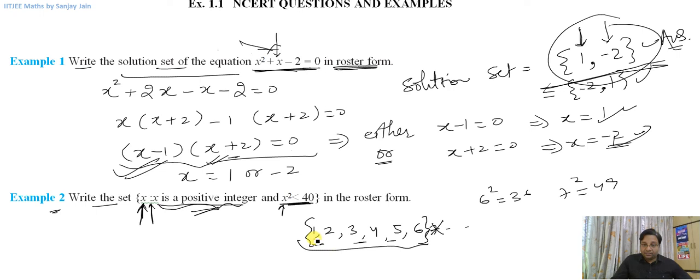So your answer is these braces, and then you'll write 1, 2, 3, 4, 5, 6, because these are the positive integers whose square is less than 40, right? This is what I had to write. So this is the solution set. If I denote the solution set by capital X, then it is equal to braces 1, 2, 3, 4, 5 and 6.